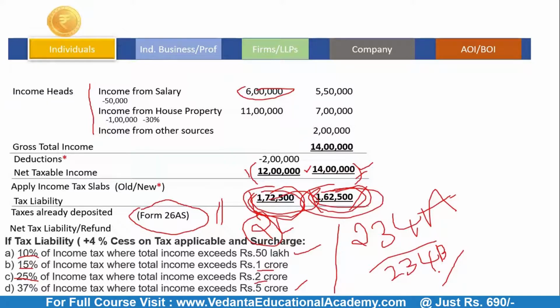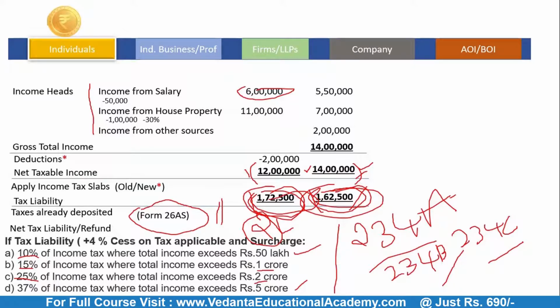And to deposit the advance taxes, there are some guidelines. By 15th of June, you are supposed to deposit 15% of advance tax. By 15th of September, you are supposed to deposit 45% of advance tax. By 15th of March, you are supposed to deposit 100% of advance tax. So if you are depositing advance taxes but not as per the guideline, then under section 234C, 1% interest will be applicable.